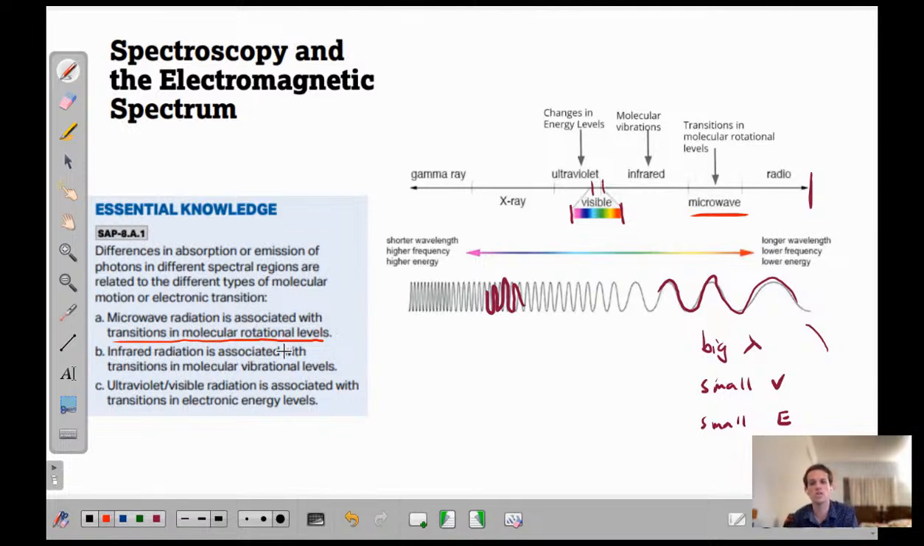Infrared radiation is associated with transitions in molecular vibrational levels. Sometimes I've seen it talked about as bending and stretching of bonds. I didn't even know that was possible until I learned about it recently. So yeah, know that. And finally, ultraviolet and visible radiation. These are the ones that we usually learn and teach about, which is they can actually cause transitions in energy levels in an atom. They are just the right amount of energy that it can excite an electron to jump up a level in its orbitals, and as it falls back down, it's going to emit a photon.